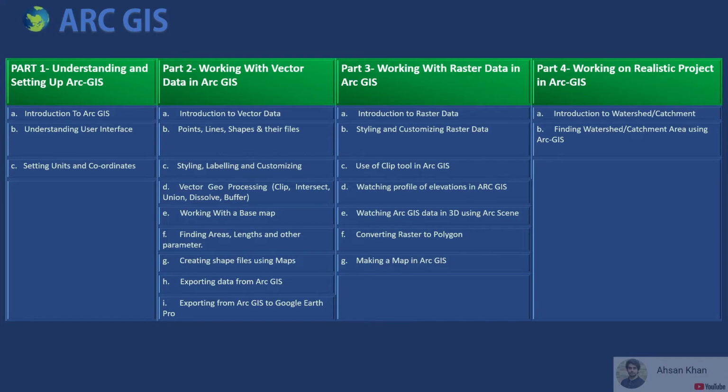In the last part, which is the fourth part, we will be working on a realistic project. Like, we'll just take some coordinates and we'll take a realistic, like some sort of a watershed or catchment area, and we'll try to find it. And in finding that, we will be performing all the steps from beginning to the end on that assignment. And once you understand all of these things, I think you'll be good to go to perform different projects on ArcGIS. So let's start this, and we'll be uploading different videos on every part.